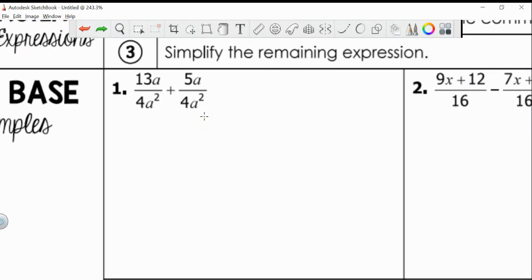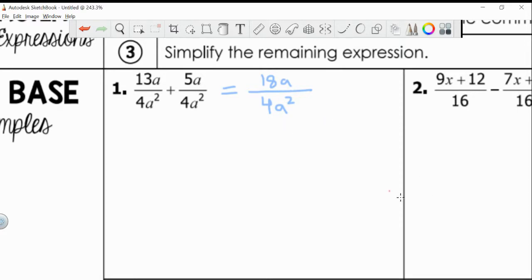Not too bad. Number one, we need common denominators. Do we have common denominators? Yes, we do. Beautiful. Okay, that means we are ready to add these up. We need to just leave the bottom alone and we need to add the tops together. 13a plus 5a is 18a. That's adding fractions with common denominator. It's a piece of cake.